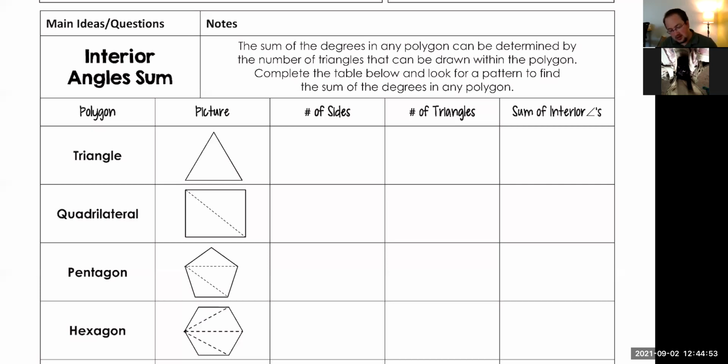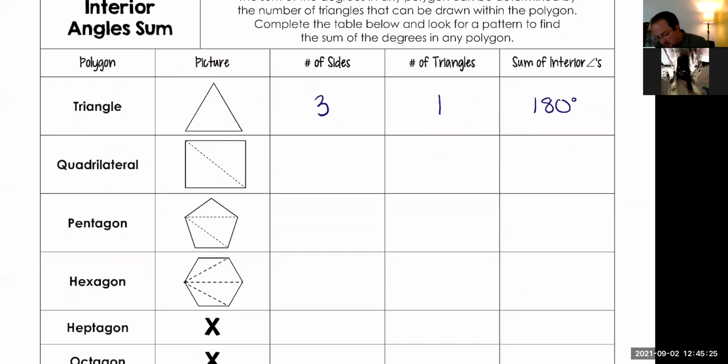So first one, our old friend here, triangle, number of sides, of course, will be 3. How many triangles make up a triangle? 1. It is the triangle. And we know the sum of all the interior angles of a triangle equals what? 180. So no surprise there.